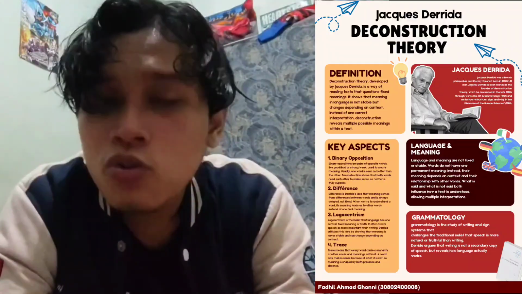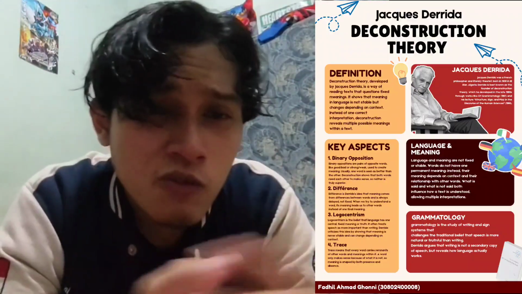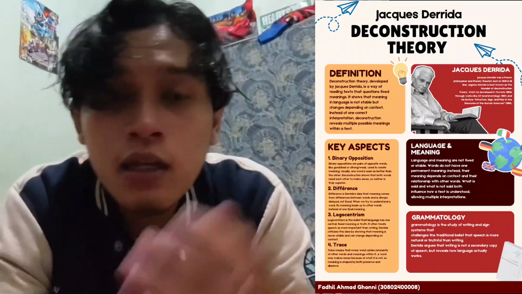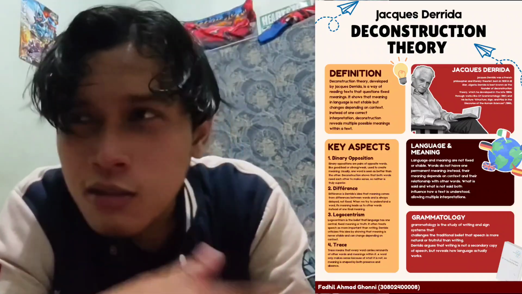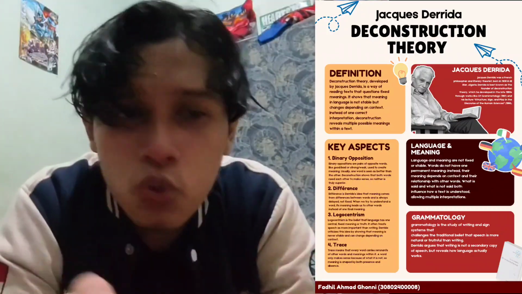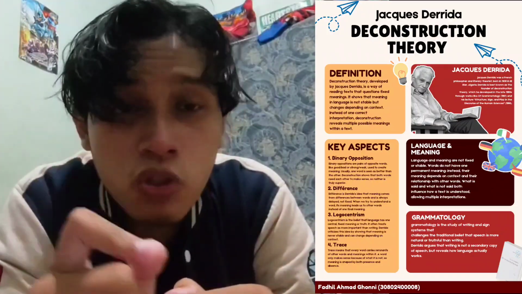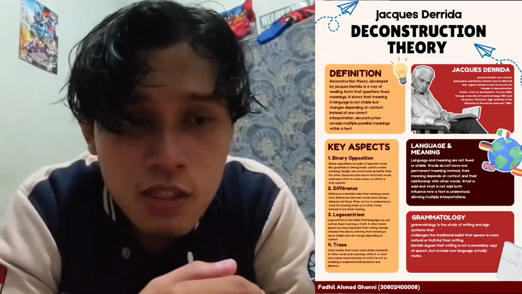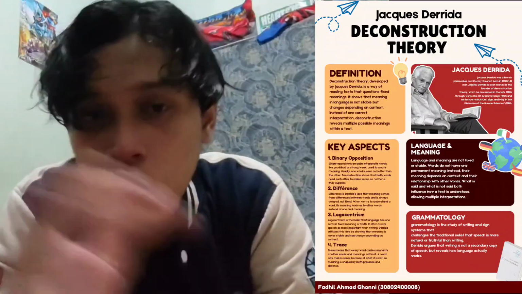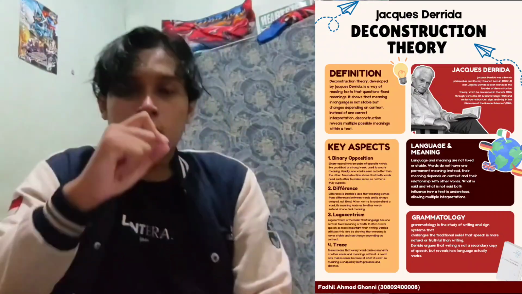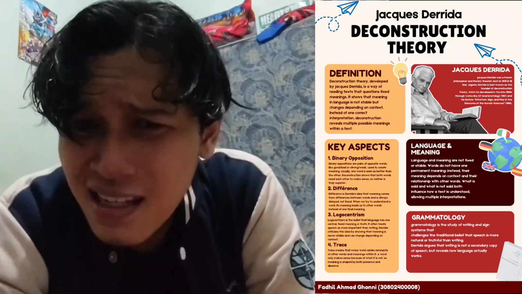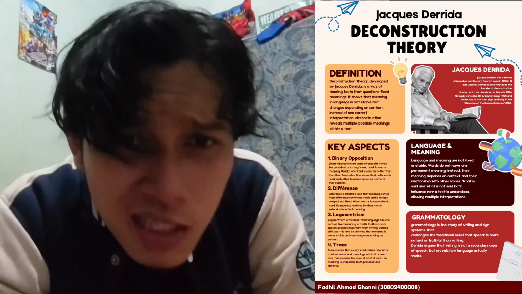And the first key aspect I'm going to talk about is binary opposition. So what is binary opposition? Well, we all know that each word has its own opposite. For example, bad and good, strong and weak, etc. So usually these words are used to create meaning, but we need to know that in Western philosophies or tradition, usually one of the words is valued more than the other. So this creates a hierarchy of words. For example, good is better than bad, and strong is better than weak, etc.